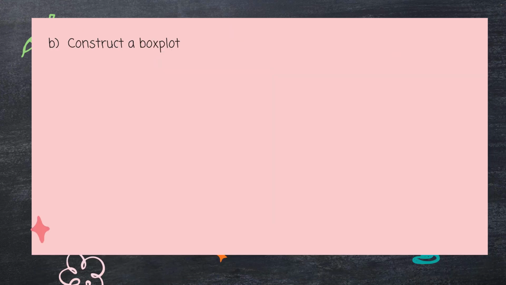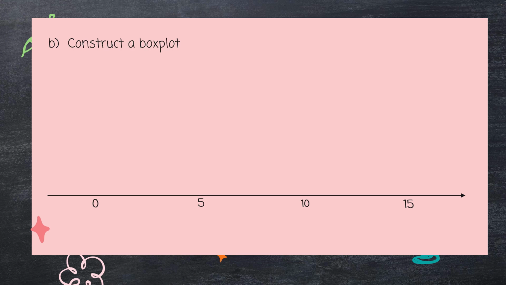Question B. Construct a box plot. To construct a box plot, we need to find the 5-number summary and detect the upper and lower inner fence, all the values as defined in question A. So first, draw a horizontal axis with suitable scale and locate the 5-number summary. Now we have minimum data is 1, 2.5 is first quartile, 6 is second quartile or median, 8 is third quartile, and maximum data is 17.